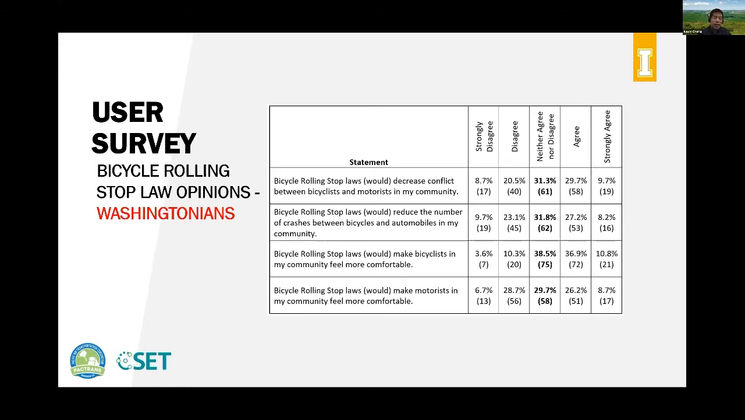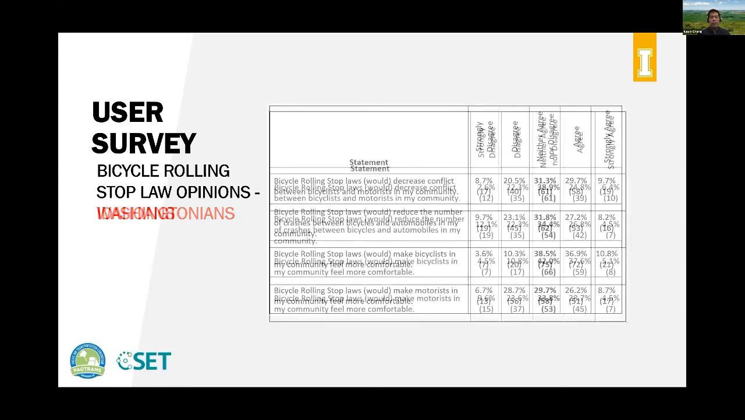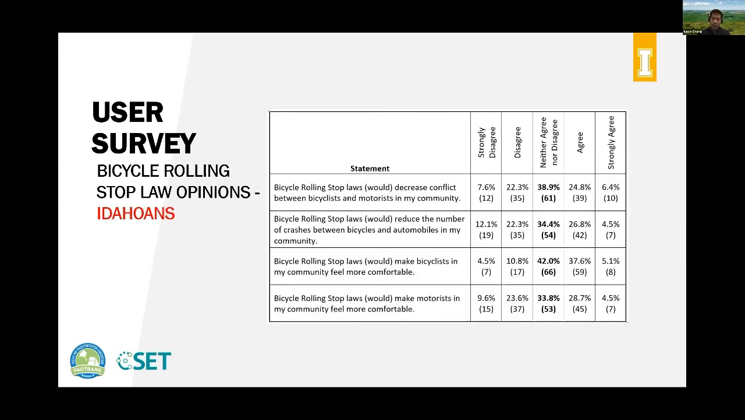And then I think it's interesting to also highlight the responses from Idaho. Again, bicycle rolling stop laws have been on the books for a much longer time. And you can see here, again, the population is not unanimous or leaning very strongly toward one end of the spectrum or the other.